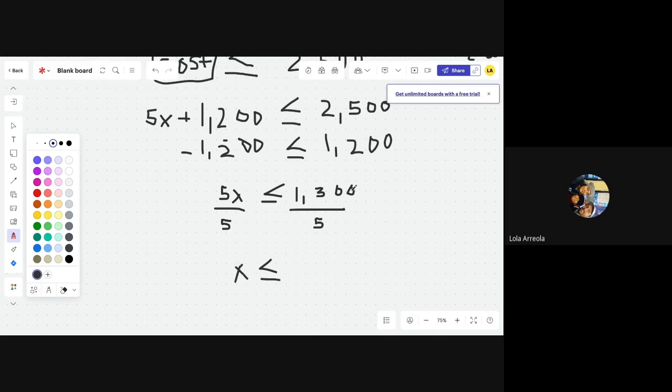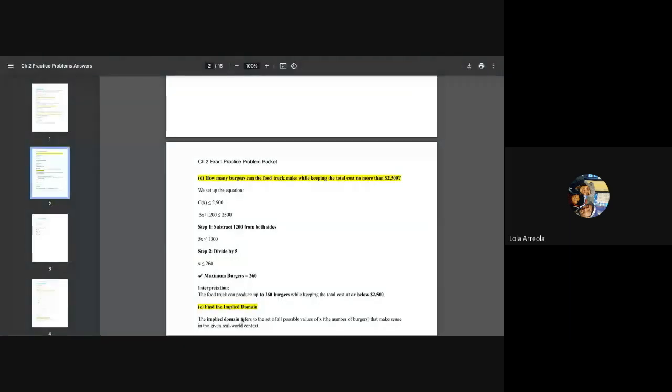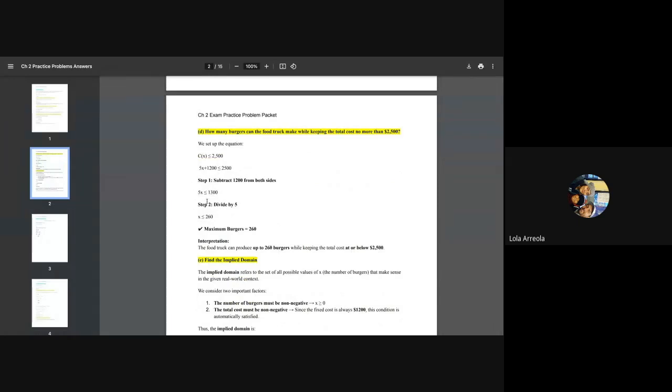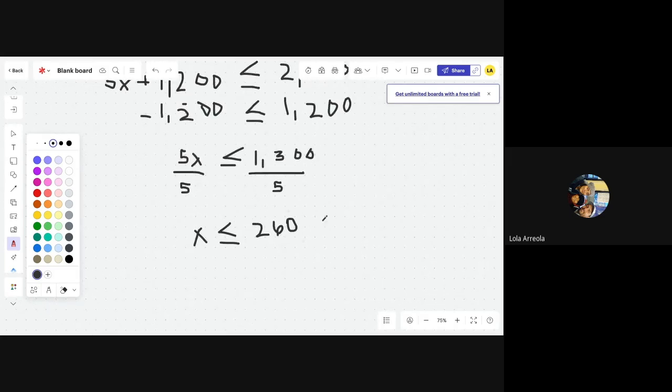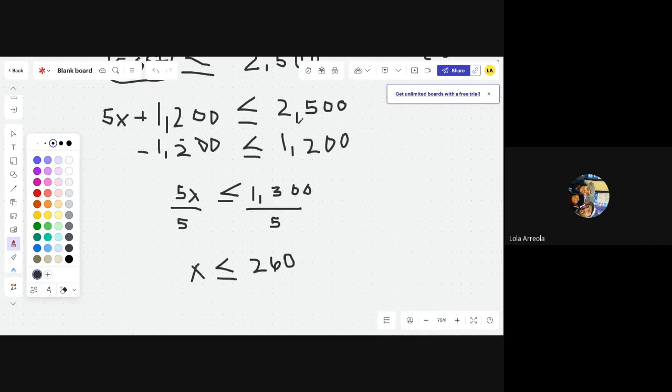X is equal to, I got to plug this in my calculator. But if I look at the answer key, it's going to tell me the answer to this problem. So again, we see the setup. We're solving for x. So if I divide 1,300 by 5, I get 260. So what this is saying is x can be no more than 260. So the max amount of burgers I can make to not exceed 2,500 in costs is 260 burgers.